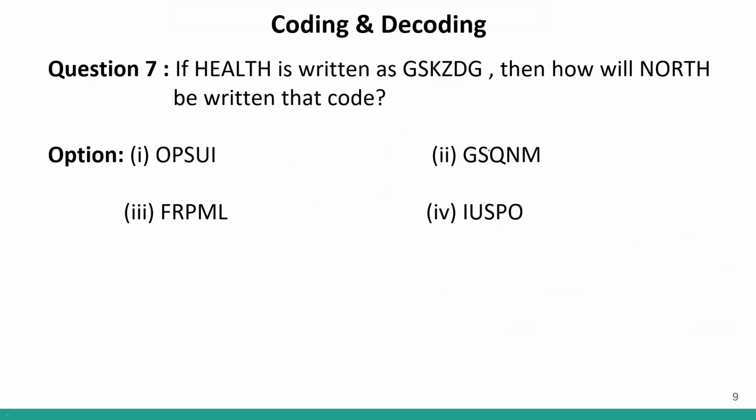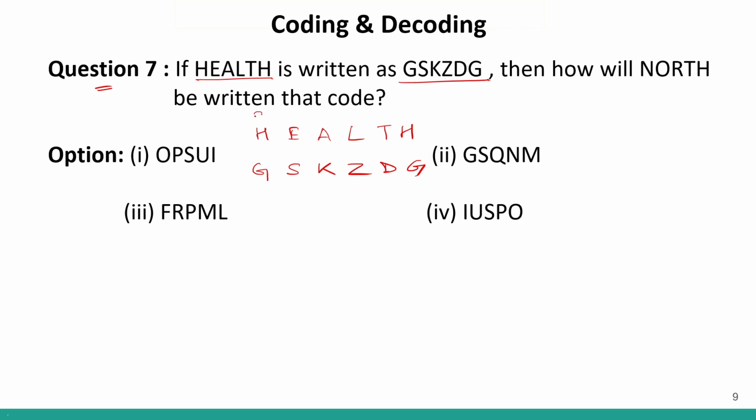Moving forward to question number 7. Question number 7. Health is coded like this. We have to find the coding for north. Okay, so let us find for health. We have HEALTH and the code is GSKZDG. Correct? Now, H is how much?